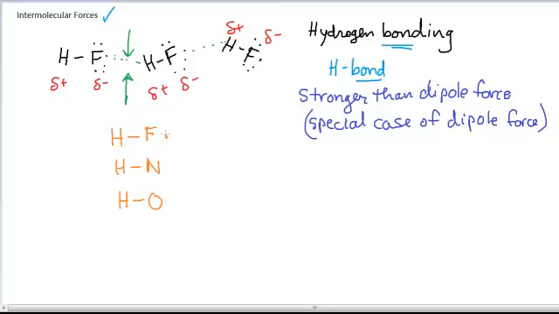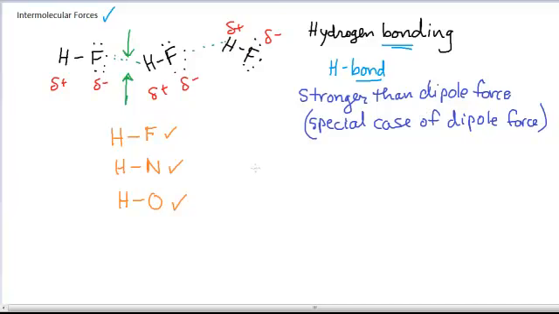If you have a molecule with a hydrogen bonded to fluorine, or a hydrogen bonded to nitrogen, or a hydrogen bonded to oxygen, we see this special intermolecular force, this special case of dipole force. We see hydrogen bonding. It's a particularly strong dipole force.